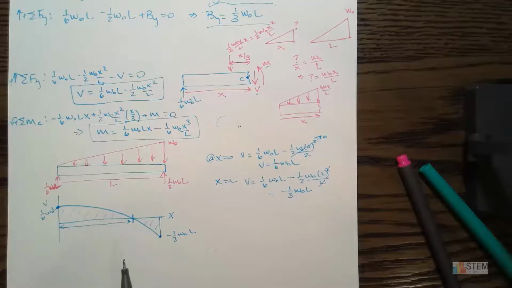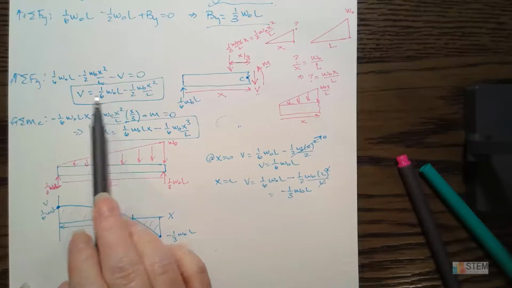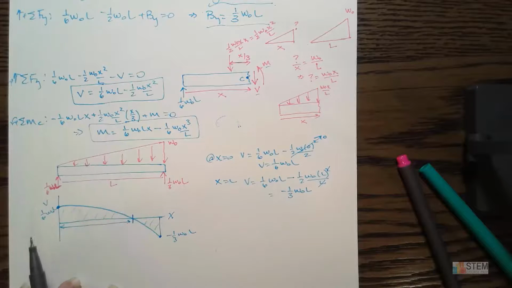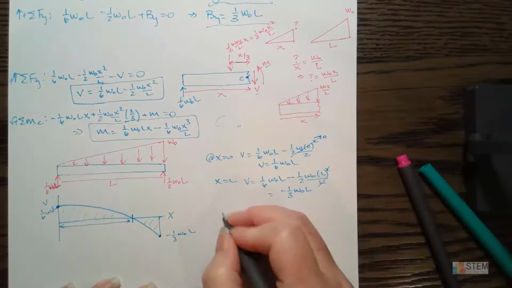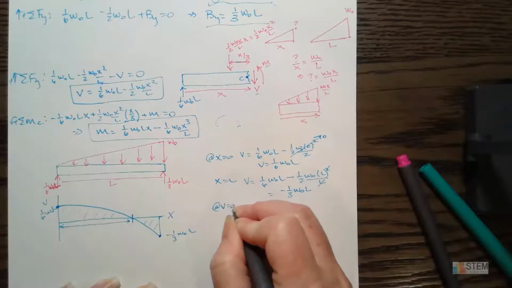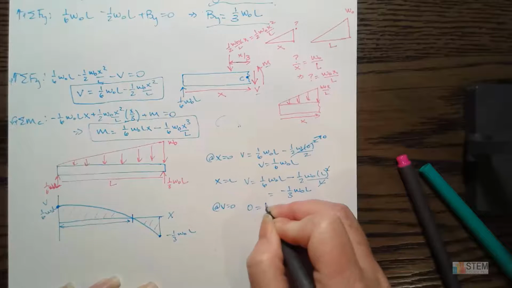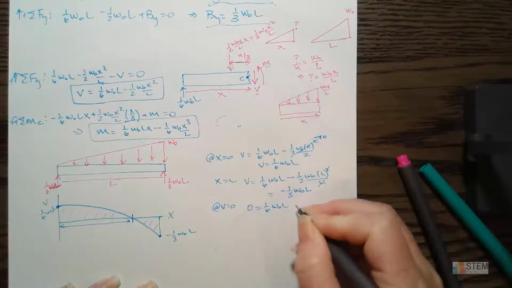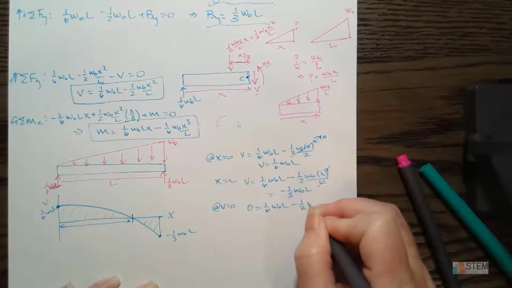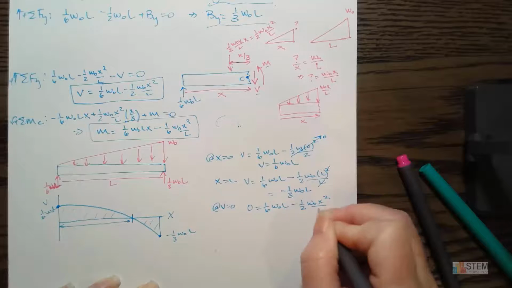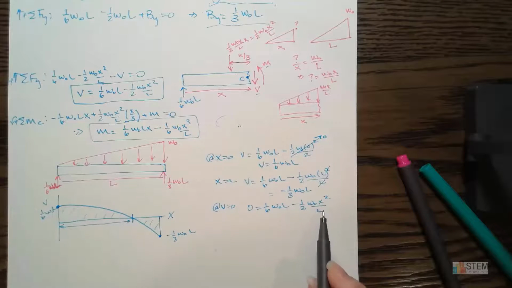Well, I'm thinking we should take this equation, set v equal to 0, and then solve for x. I think that's what we should do. Okay, so let's do that. So let's say at v equals 0, we're going to have 0 equals 1/6 W naught L minus 1/2 W naught x squared over L. And then we need to solve for x.